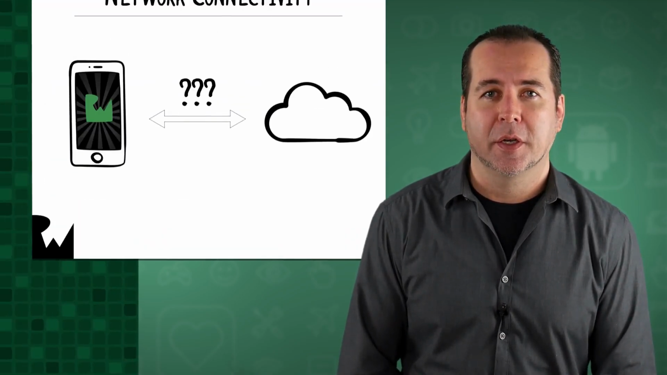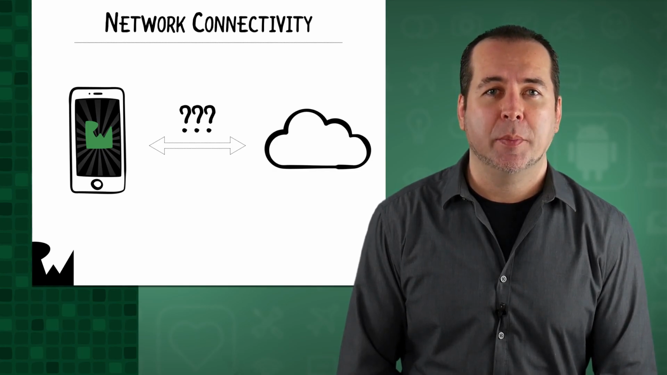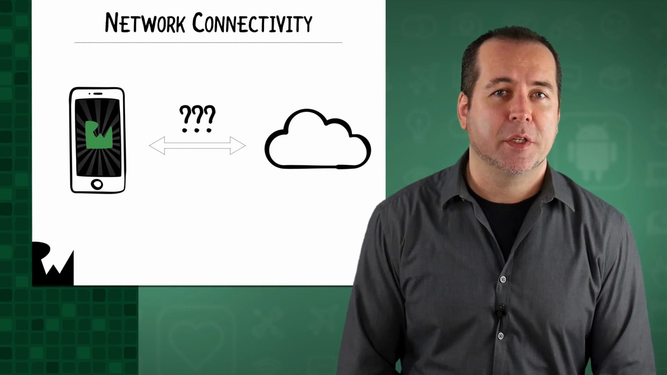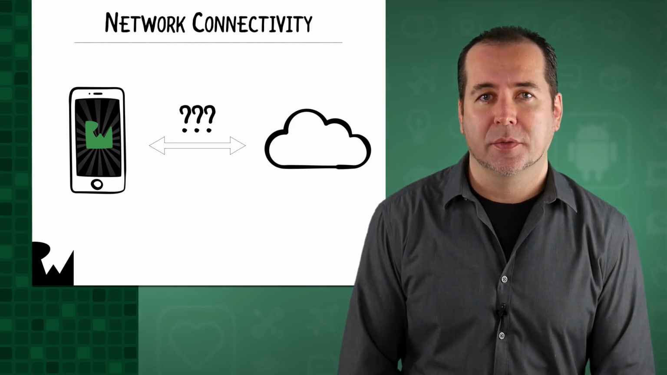In any app that relies on networking to communicate with an API, you'll want to make sure that your user's device is connected to the network. And you may also want to know what type of network they're connected to. You can check network status using the Connectivity Manager. We'll take a look now at how to check the network status.